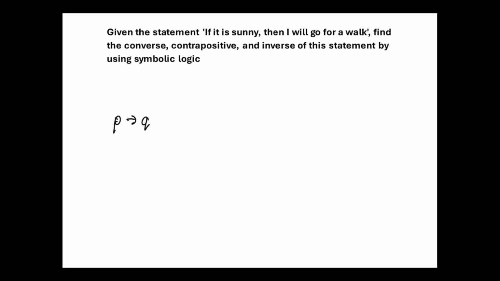Now to answer this question, I need to identify the original statement. The original statement is if it's sunny, then I will go for a walk. This can be represented as P implies Q, where P is it is sunny and Q is I will go for a walk.